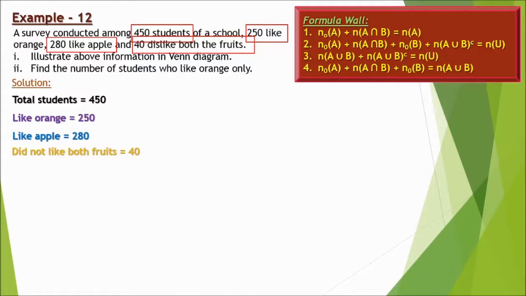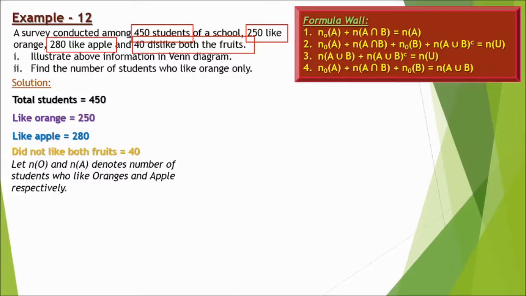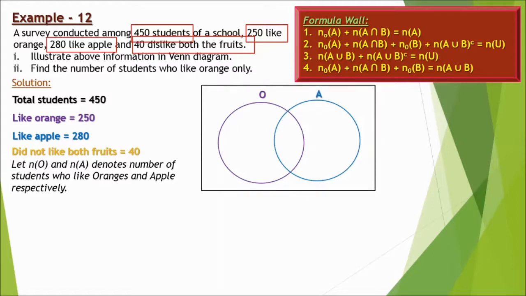So let's write this in notation. Let n(O) and n(A) denote the number of students who like orange and apple respectively. Now let's draw the Venn diagram. This is for orange. An overlapping circle, a ring, will be drawn in this way, and it is A. Orange and apple, and a rectangle for the universal set U.